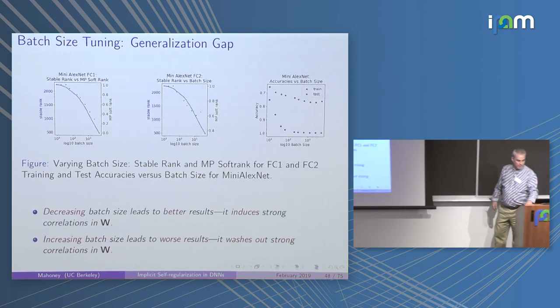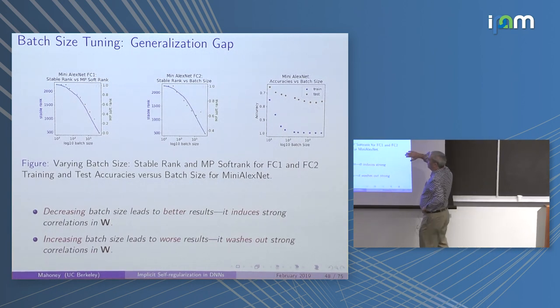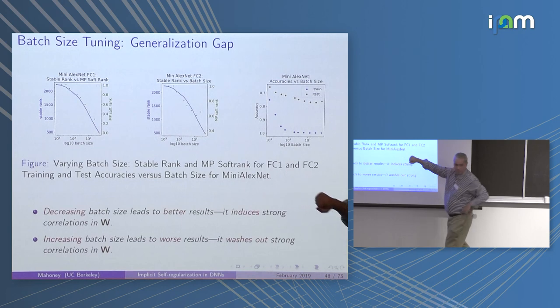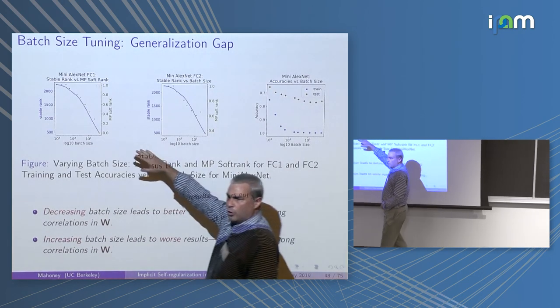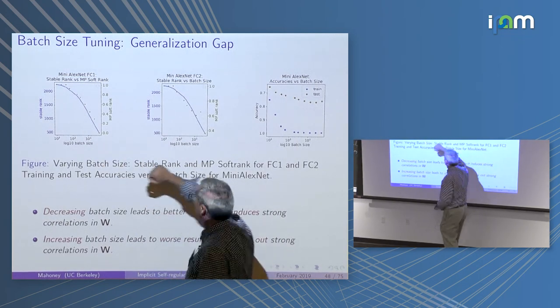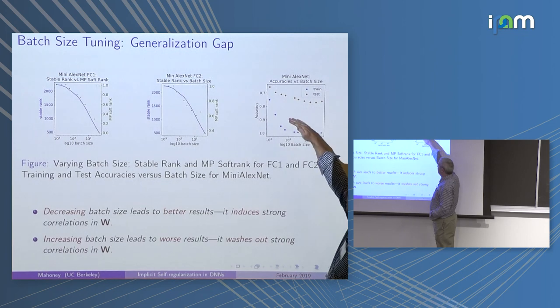So this is a funny plot because you need to look at it backwards and upside down. There's a couple of different notions of low rankness. I can look at entropy or stable rank. There's a couple of different notions of generalization quality. Here we're going from large to small, and on a log scale from poor to good.